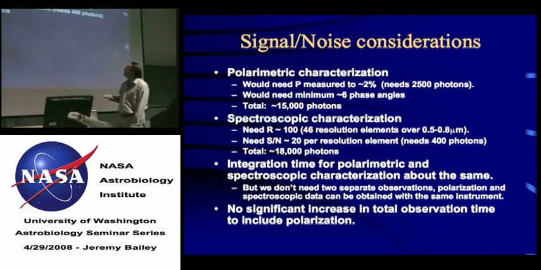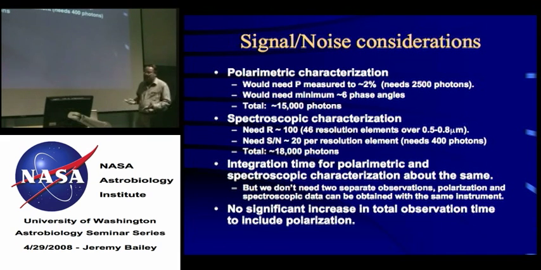And if you look at what's required for spectroscopic observations, capable of detecting the spectral features, similar calculation gives around 18,000 photons. So doing this is no more difficult than doing the spectroscopic observation. That doesn't mean it's easy. Both of these are really difficult things to do.